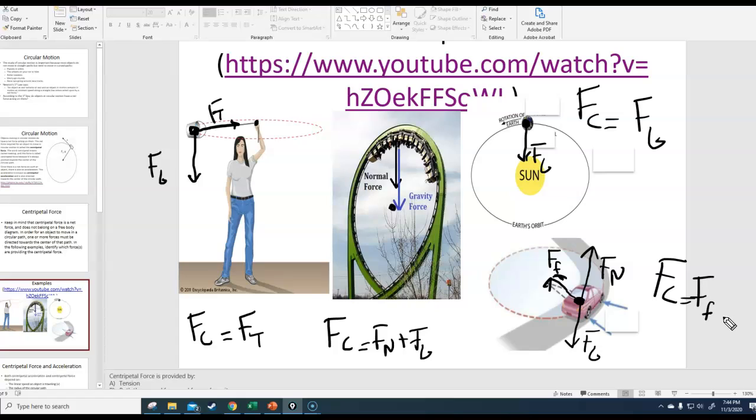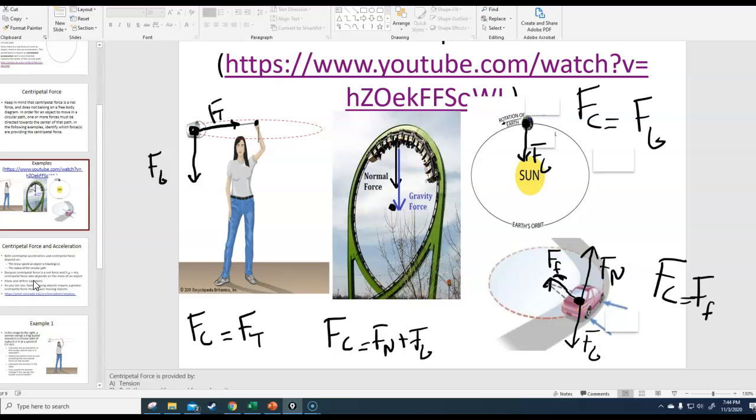Okay, and so if it's icy out, if the friction is low enough, you can actually try to go around a curve and you can lose control of your car because there's not enough centripetal force to make you go in that circle. Okay, so that means when it's icy or when the weather is bad, you have to be really careful when you're driving your car.